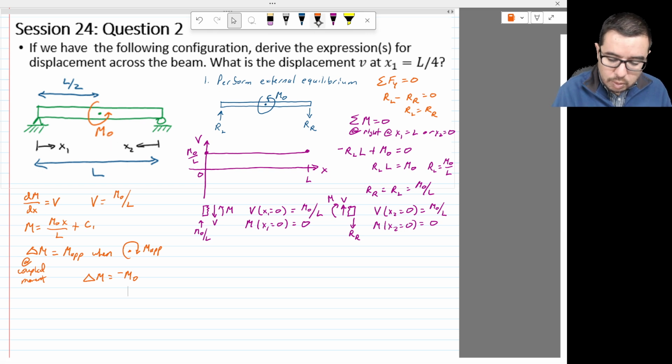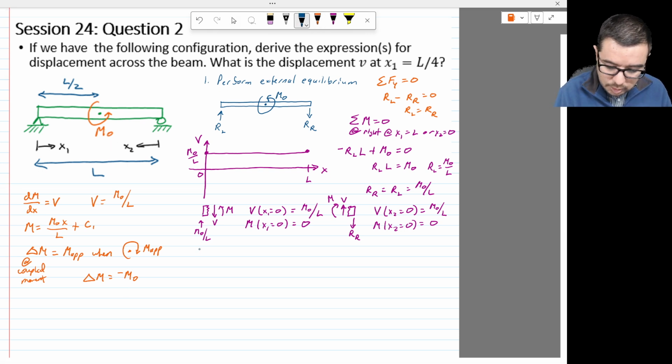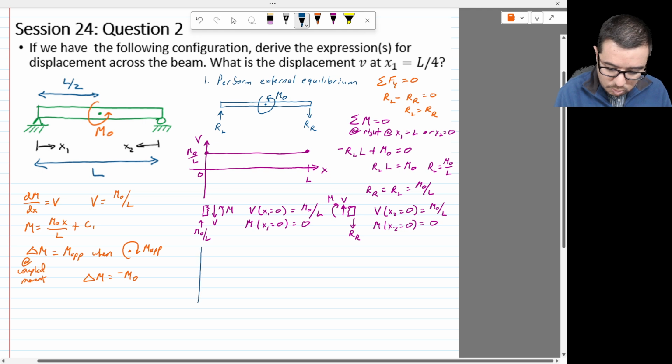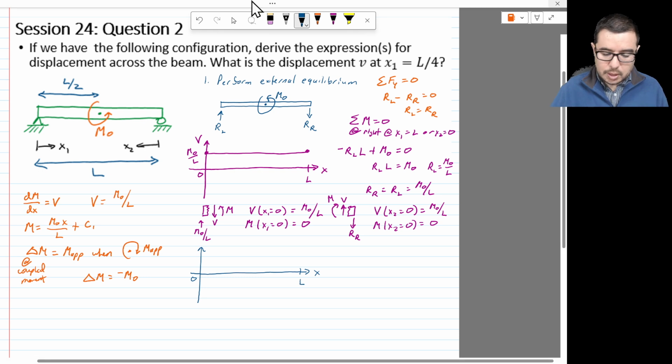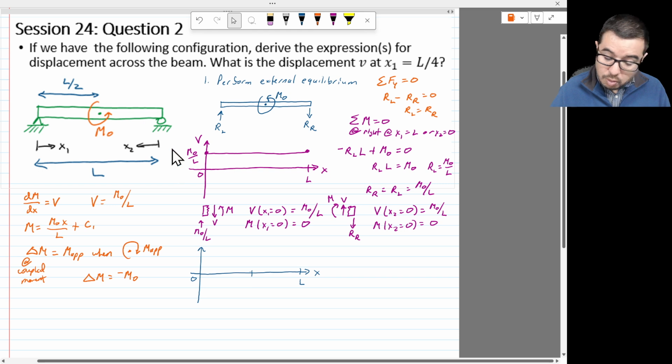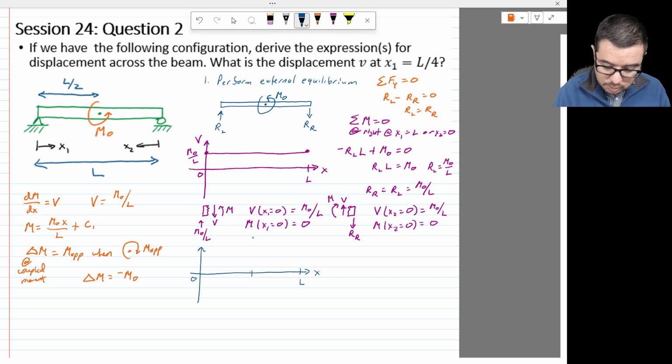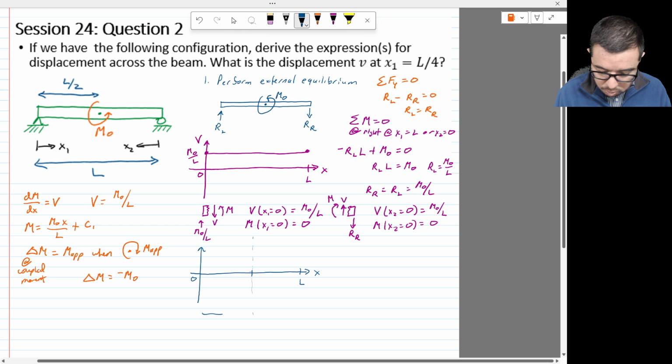So when we plot out the bending moment diagram, it looks kind of interesting. This is 0, this is L. I'm trying to make it right underneath the shear force diagram. We will have at x equals L over 2, or x1 equals L over 2, or x2 equals L over 2, so I can say this is our L over 2. We're going to have a jump of minus M naught.